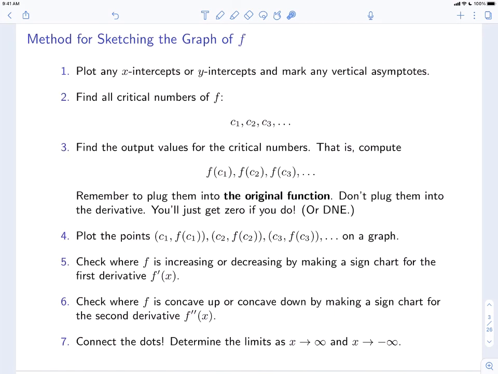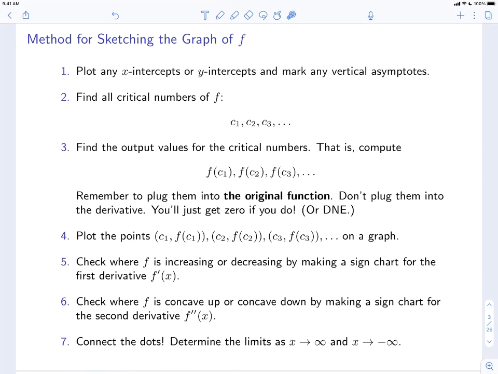For 3, we compute the outputs that correspond to these critical numbers. So c1, c2, c3, those are the x values. The y values are what you get when you plug these x values into the original function. f at c1, f at c2, f at c3, these give you the y values. Now you can plot the points c1, f at c1, c2, f at c2, c3, f at c3, and so on on the graph. The c values are the x values, and the f at c, those give you the y values.